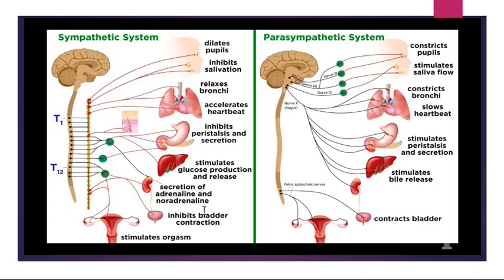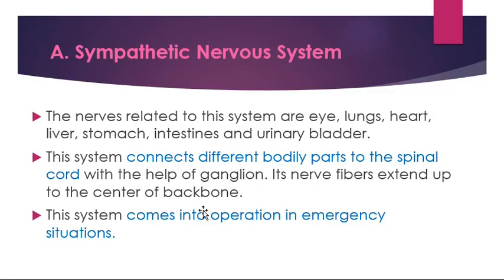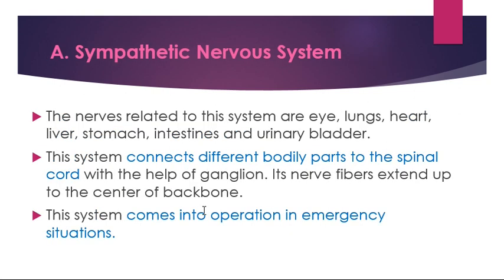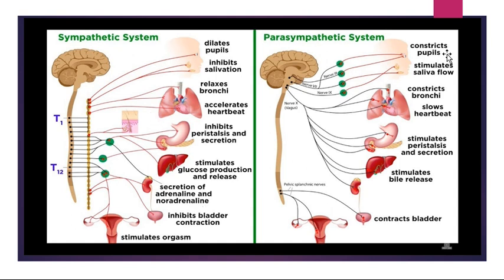Okay, so the autonomic division has two parts, sympathetic and parasympathetic. Sympathetic comes into operation in an emergency situation, and parasympathetic regulates the system and brings about balance in the body. How? By contracting the pupils, stimulating saliva flow, constricting bronchi, slowing the heartbeat, stimulating peristalsis and secretion, stimulating bile release, contracting the bladder. In an emergency situation, these systems become active and heightened activity begins. And to normalize this heightened activity, the parasympathetic system works and performs these functions.